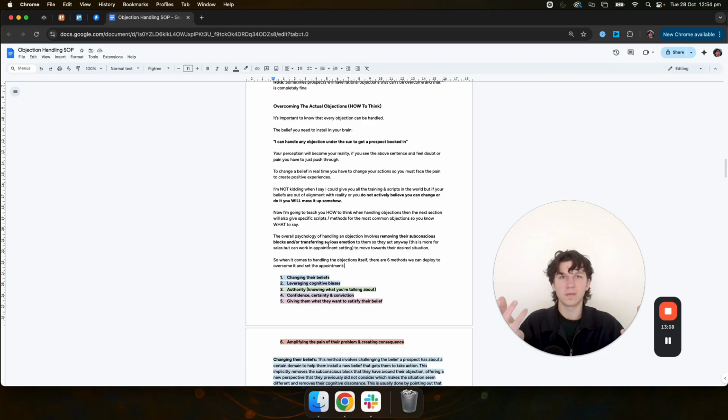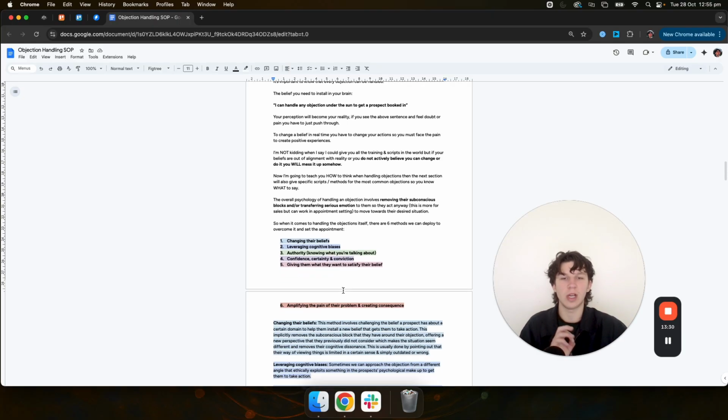Before I get into the 6 methods, essentially, we have the prospect's painful situation and their desired situation. If they have an objection, which means they have a subconscious block, we can either amplify the pain of their problem so that it overcomes the mental block regardless, or we can try to remove or satisfy the subconscious block so that they act. That's essentially how these 6 methods work.